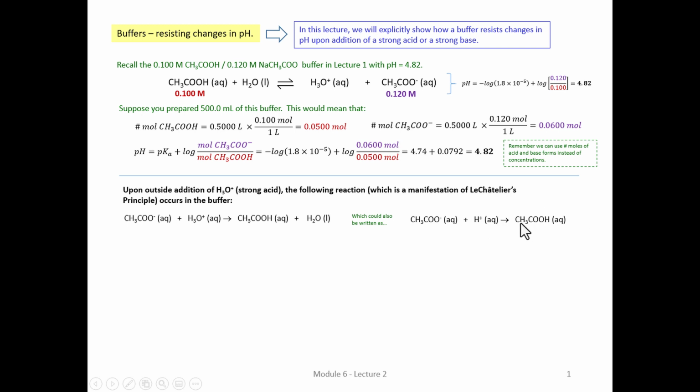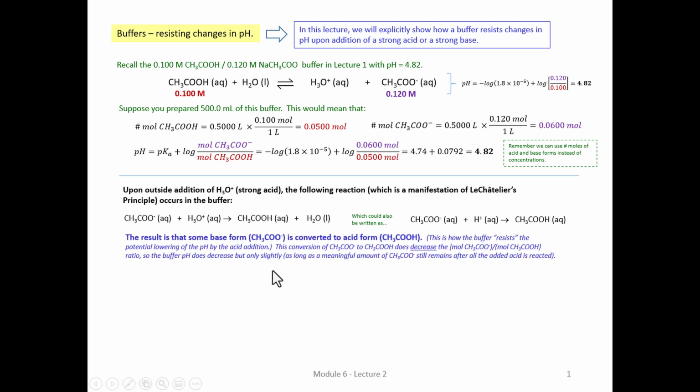What I want to point out here is what's happening in the buffer, and this is central to thinking about this: because we're adding an outside strong acid, we're changing the ratio of base form to acid form in this buffer, because we're actually reducing the amount of base form and increasing the amount of acid form as the outside acid goes after the acetate in the buffer and turns it into acetic acid. So as I just said, the result here is that some of the base form is converted to acid form.